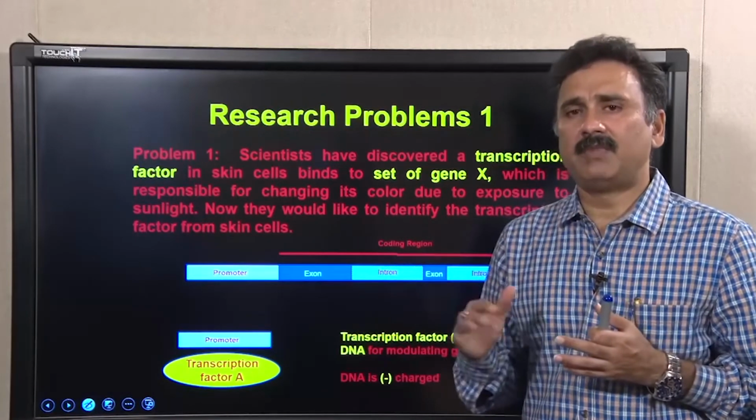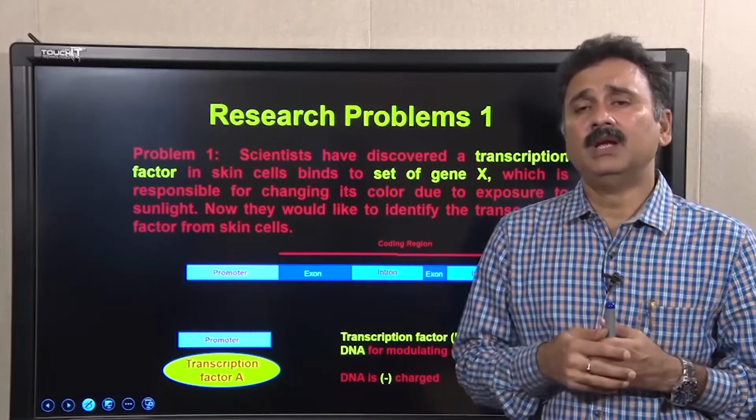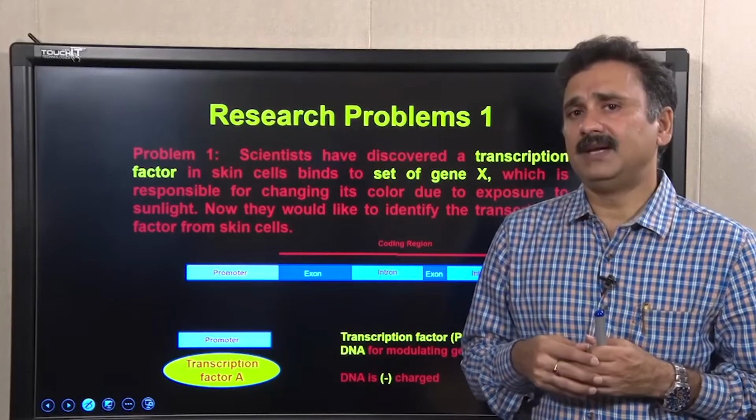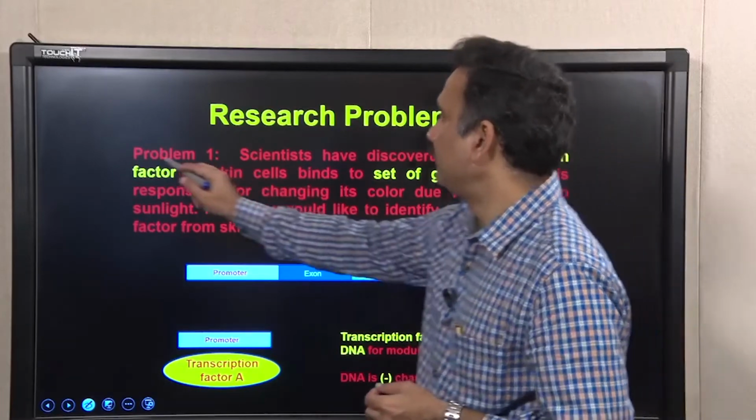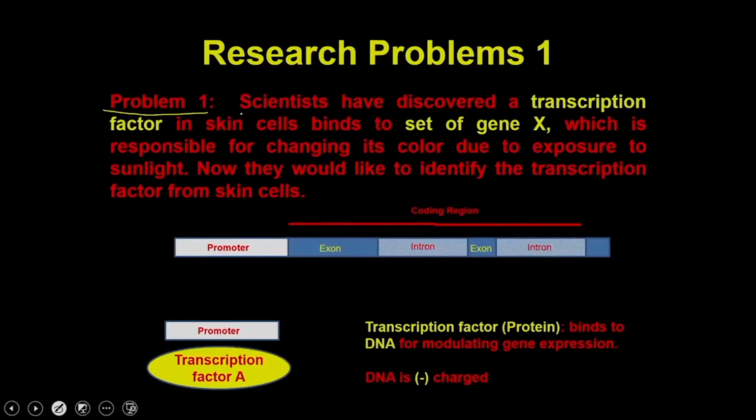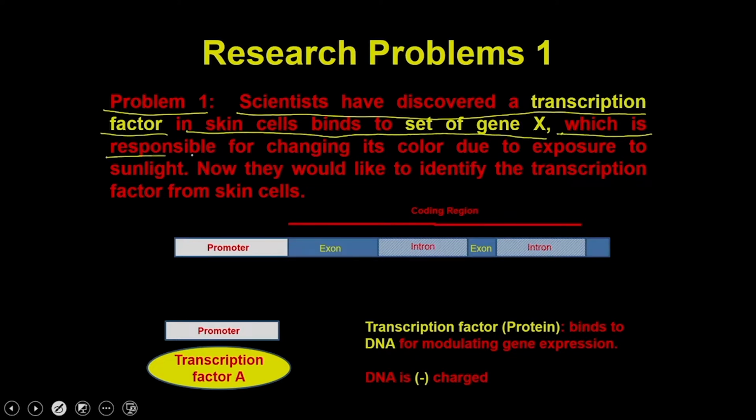Now, what we are going to discuss are research problems where you can utilize ion exchange chromatography. So, this is problem 1. The scientists have discovered a transcription factor in skin cells that binds to the set of gene X, which is responsible for changing its color due to exposure to sunlight.